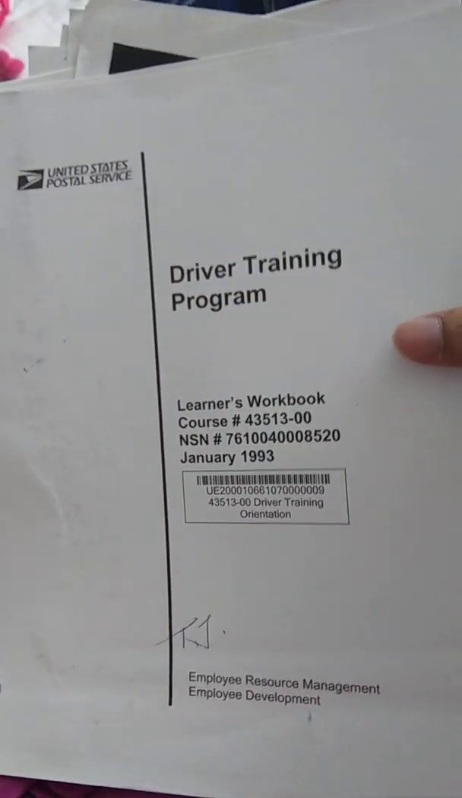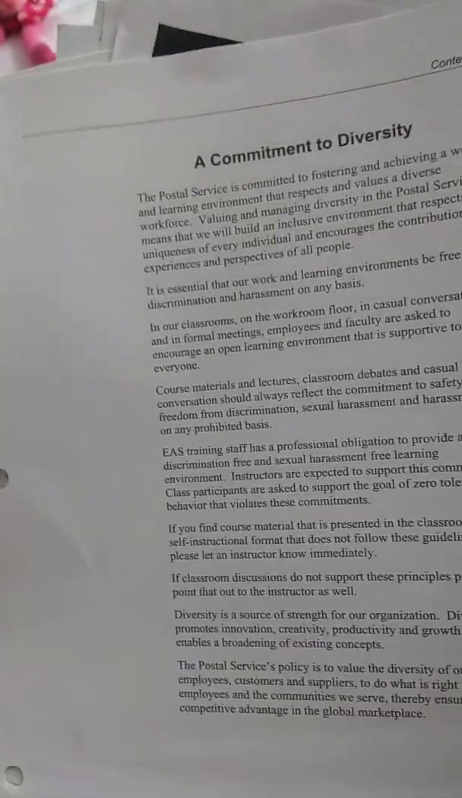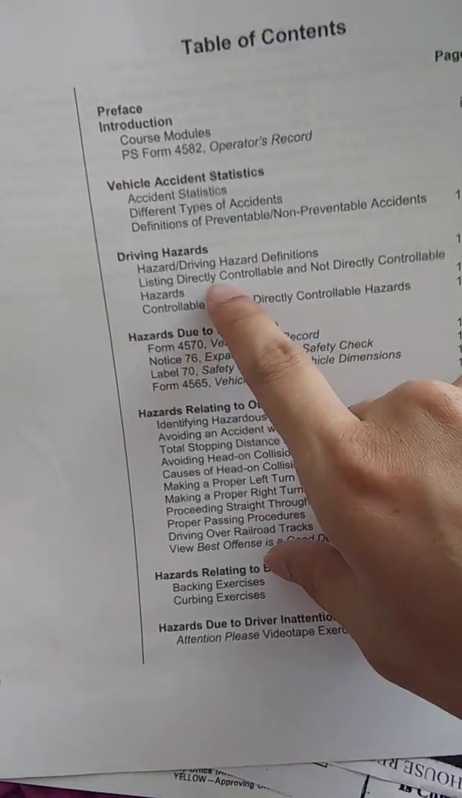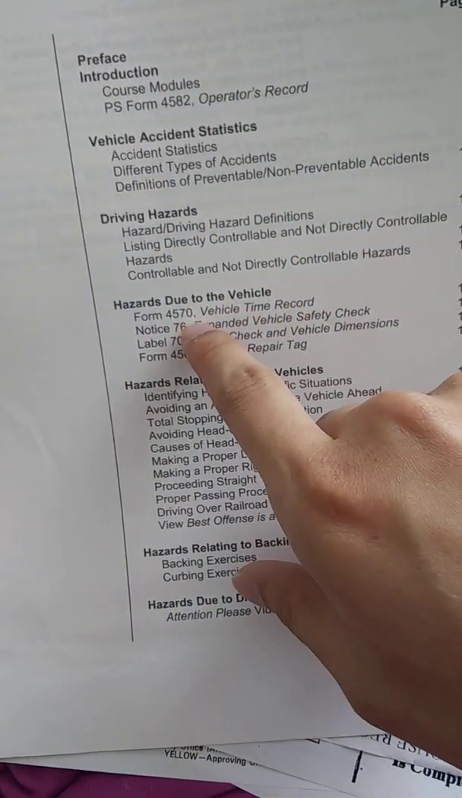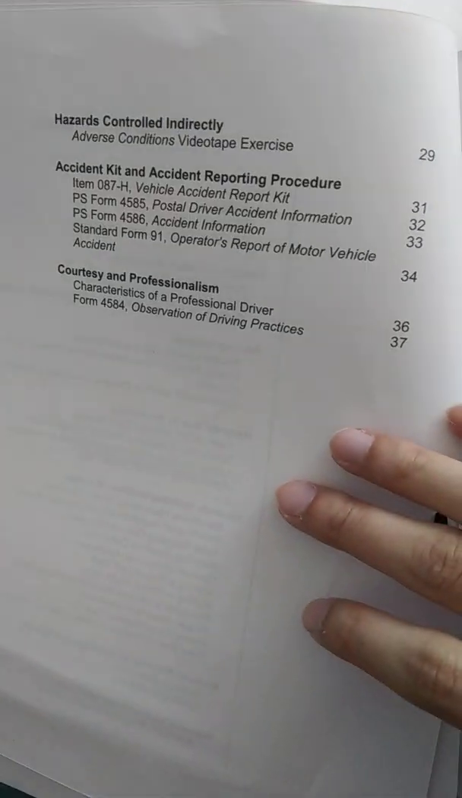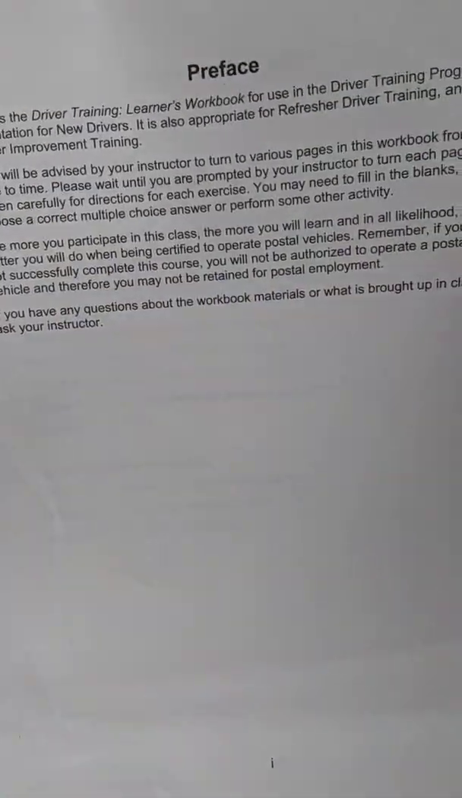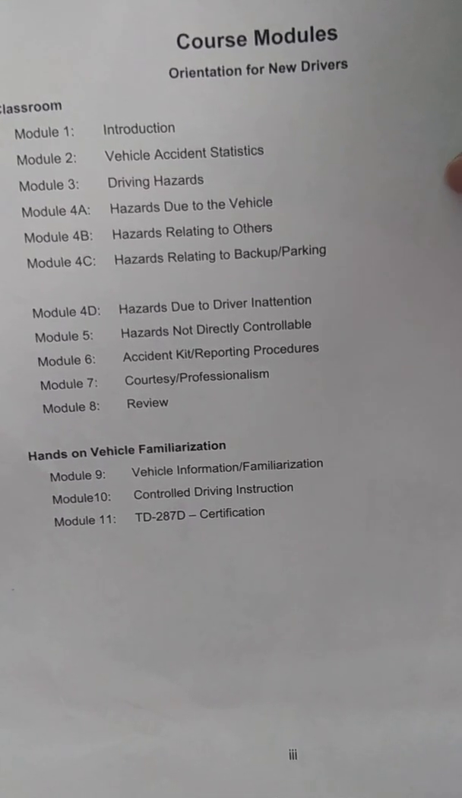Okay, next is the driver training program. This one is from 2004. The information is still accurate, just maybe a little bit smaller now. Everything's mostly digital now, so this is the old way, before they gave you paper. Vehicle time record, hazard detail, this is the table of contents, like the course modules you go through.